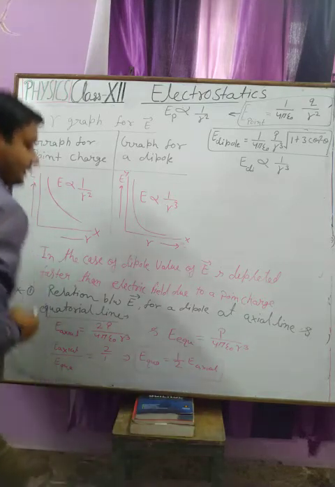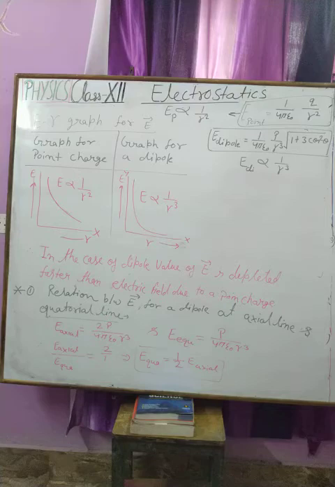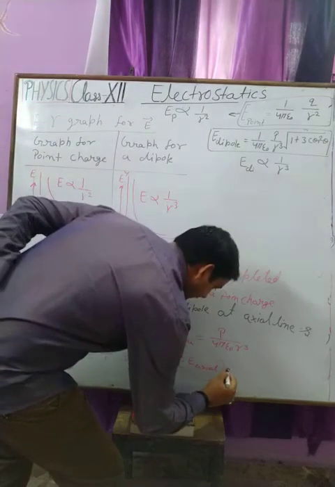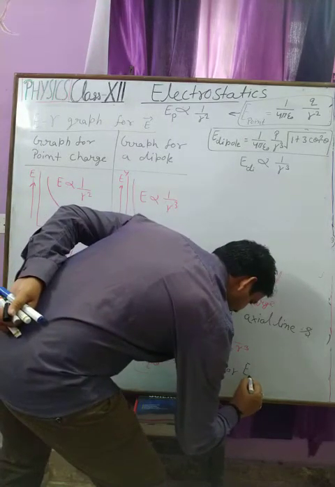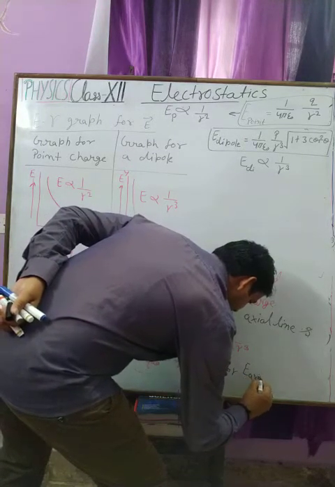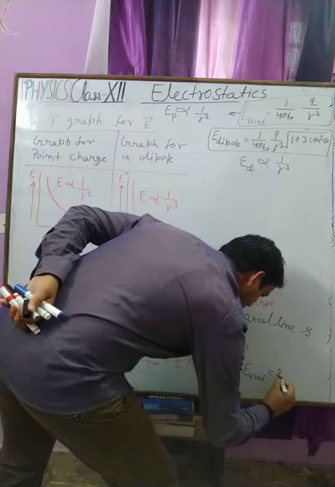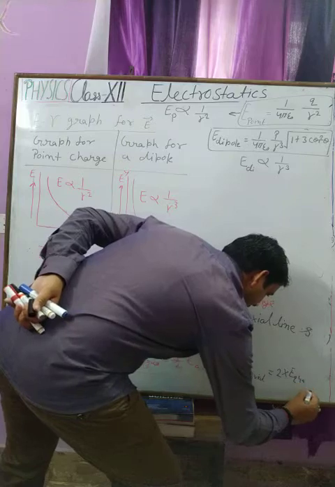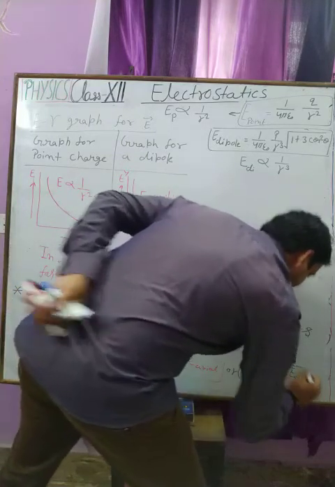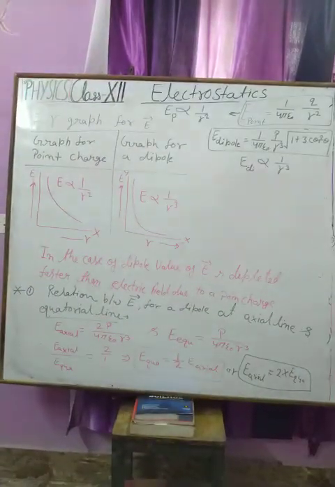This is the relation between the two fields, or we are saying that electric field at axial line is equal to 2 times electric field at equatorial. Copy this.